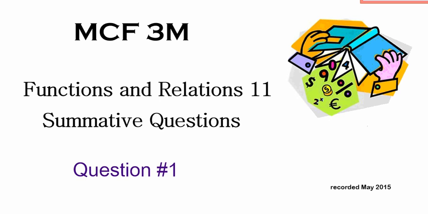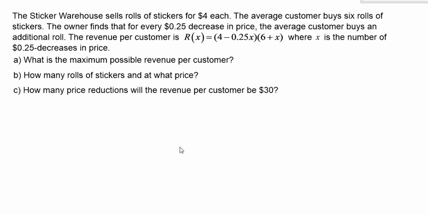This video is for grade 11 students in functions and relations who are working on the year-end summative, and this is question number 1 from that summative package. Here's the question. The sticker warehouse sells rolls of stickers for $4 each. The average customer buys 6 rolls of stickers. The owner finds that for every 25-cent decrease in price, the average customer buys an additional roll.